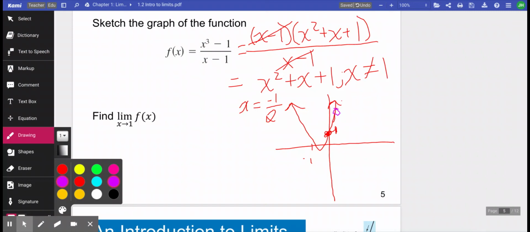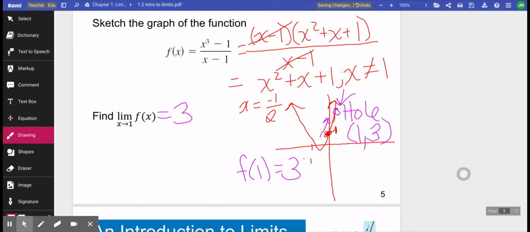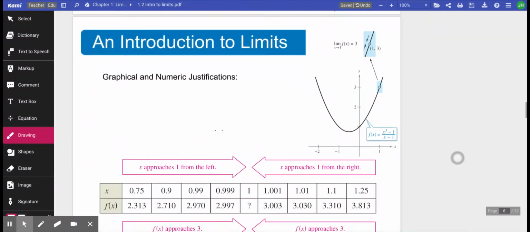In fact, if I plug 1 into this guy right here, so if I find f of 1, I get 1 plus 1 plus 1, I get 3. So this hole is at (1, 3). Which means as I approach 1 from the left, and as I approach 1 from the right, even though my function's undefined right at 1, my y values are approaching 3 from both sides, so my limit is 3.